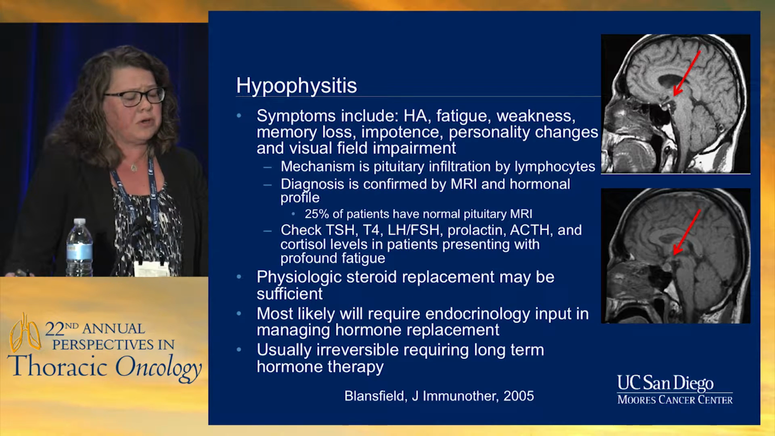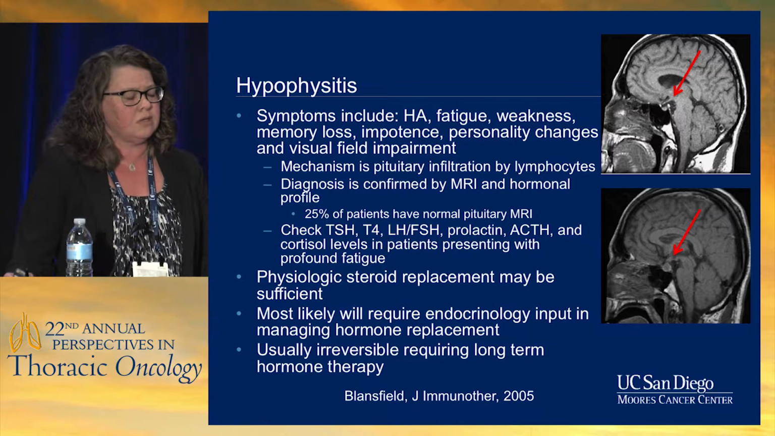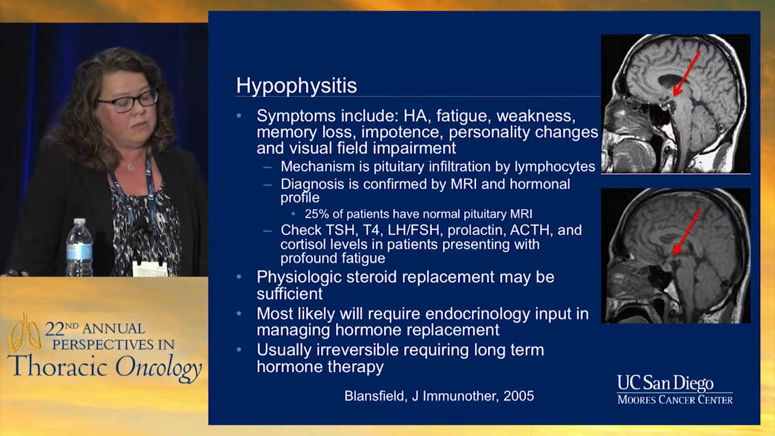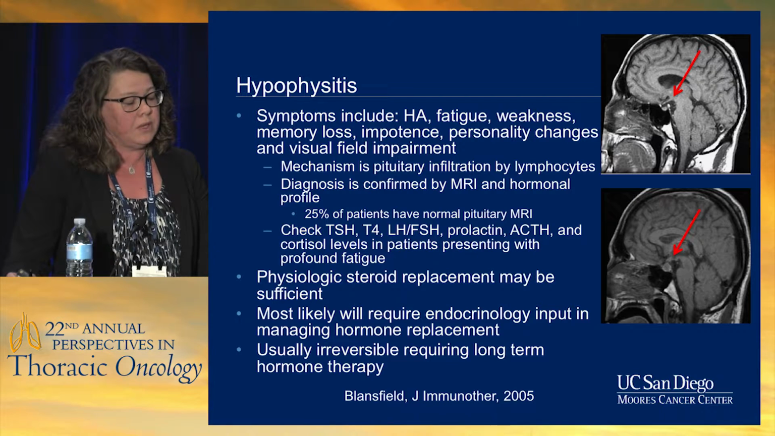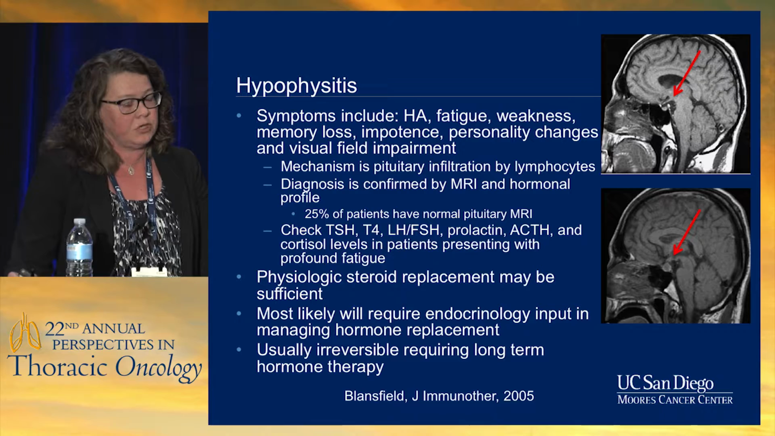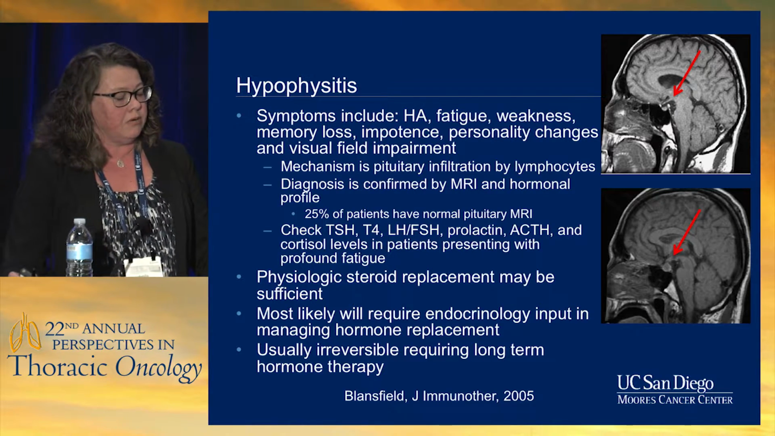Hypophysitis is rare in lung cancer because we do not give as much CTLA-4 yet. Patients usually present with headache and fatigue, so you would at least think about brain metastasis. Even if you forgot to think about hypophysitis, brain metastasis will come to mind, and you will order the MRI. It's usually seen as enlargement of the hypophysis on MRI. You diagnose it based on the hormonal profile, because 25% of patients with hypophysitis can still have a normal MRI. And then you basically replace with steroids.